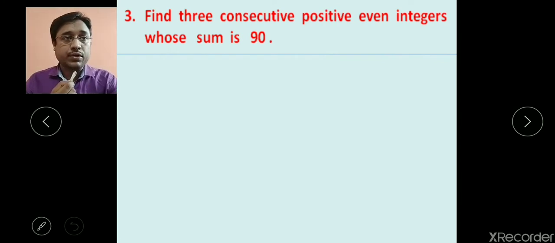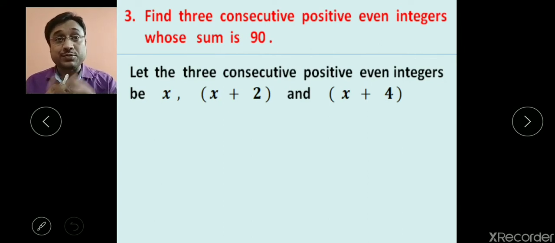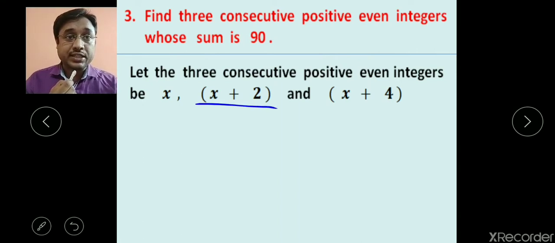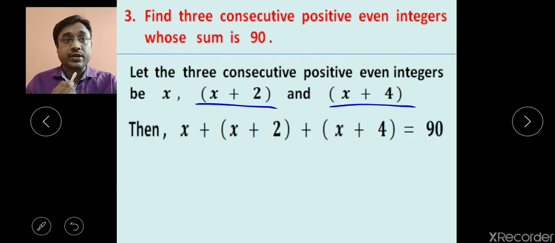So the same rule we will use here: let the three consecutive positive even integers be x, x plus 2 and x plus 4. Because after adding 2 you are getting the next even number. So after the second number x plus 2, plus 2 means x plus 4 is the third even positive integer, and their sum is 90 according to the question. So we can write x plus x plus 2 plus x plus 4, these three numbers' sum is 90.